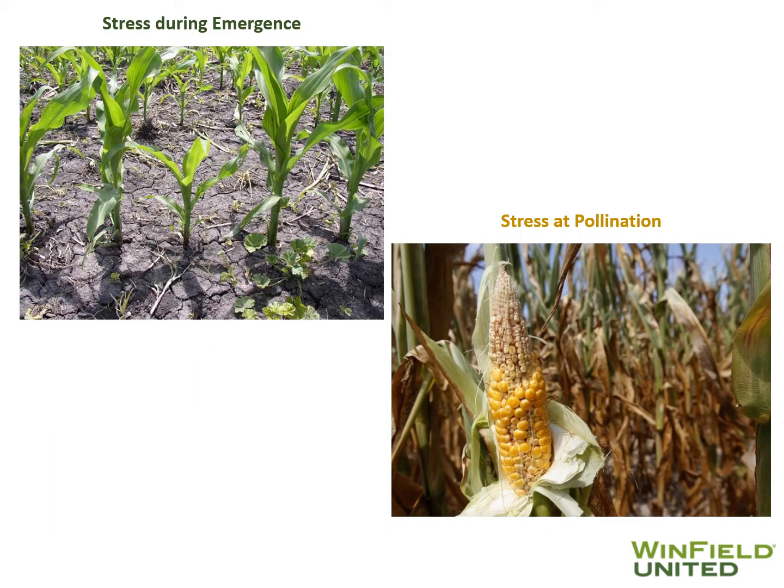So why do we care? What does the stress do, not having enough nutrients and having poor conditions? You can see this plant here of the stress during emergence. So now you're going to have an uneven stand and you're not going to have the same maturity across the field. If you have stress at pollination, then you get very much where you have the corn that is not formed well.